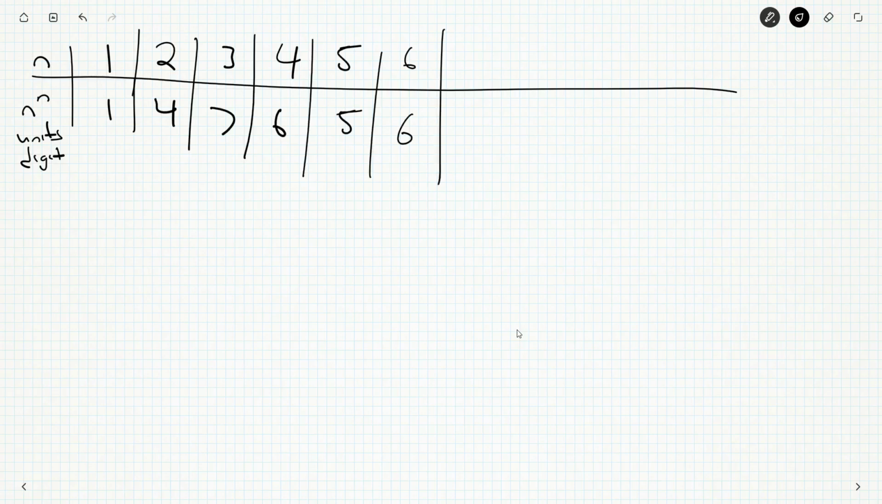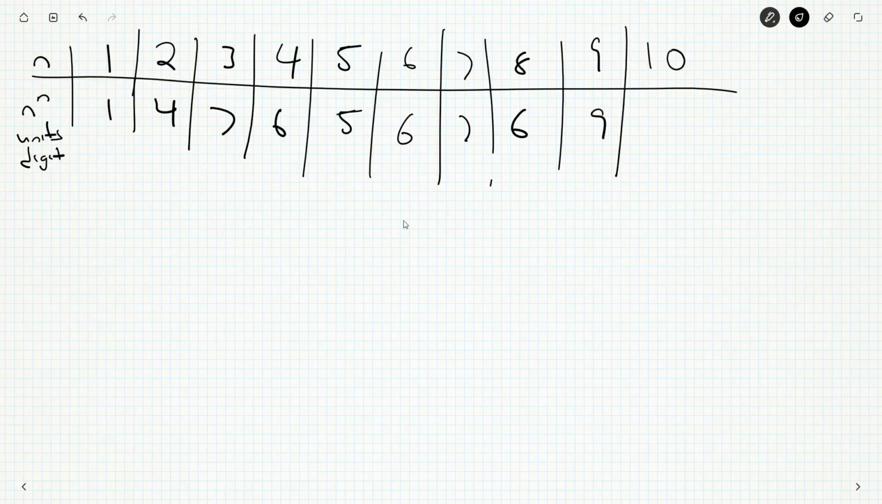7 to the 7 ends in a 3. 8 to the 8 ends in a 6. Oops, 8 here, 6 here. And then 9 to the 9, I want to say ends... 3 to the power 8 would be 6,561. Squaring that will end in a 1 again, and that would be 9 to the 8. So 9 to the 9 should end in a 9, and the calculator agrees with me. And 10 to the 10 is just going to be 10 billion, and it's going to end in a 0. Doesn't end up changing. The counter moves a lot around the circle, but doesn't end up changing anything.